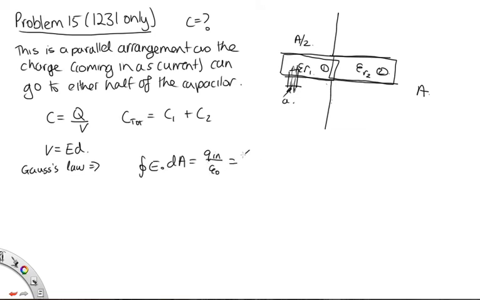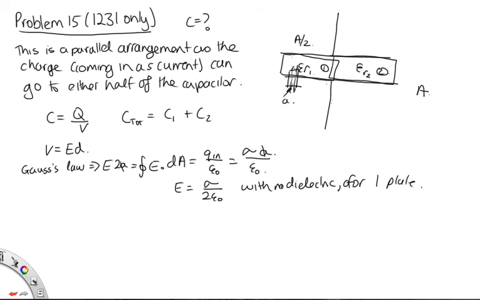The Q enclosed is the surface charge density times the area over epsilon naught, and this is a constant electric field, so we can pull it out the front of the integral, and then the surface area that we're considering is the two ends of this cylinder, so this is 2A, or prism. It doesn't have to be a cylinder. Okay, so solving this, we've got E is equal to sigma over 2 epsilon naught, and this is with no dielectric and for one plate.